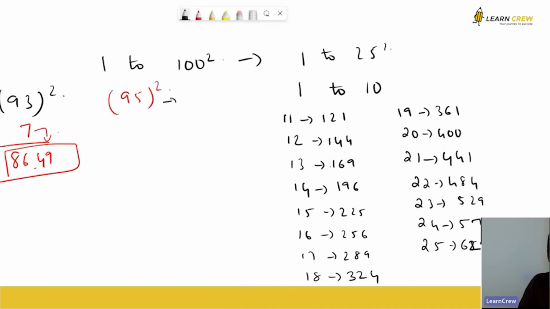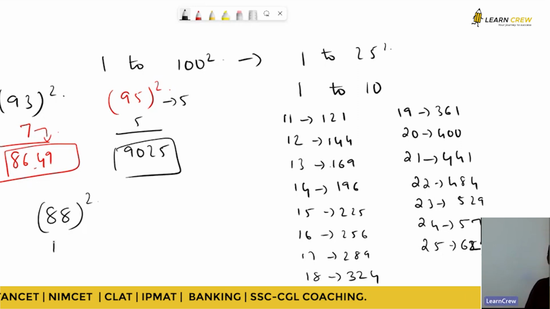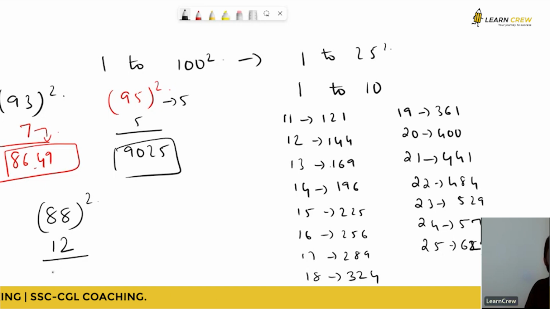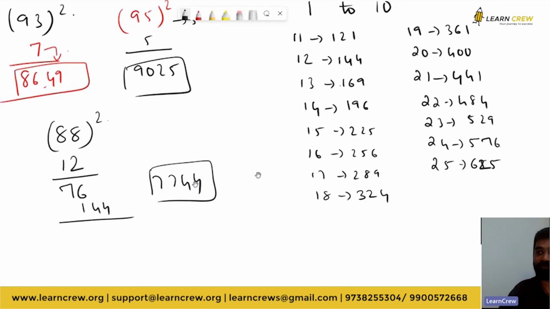What is 95 square? How much is it lesser than 100? 5. What is 95 minus 5? 90. 5 square is 25. So it is 9025. What is 88 square? How much is it lesser than 100? 12. 88 minus 12 is 76. 12 square is 144.